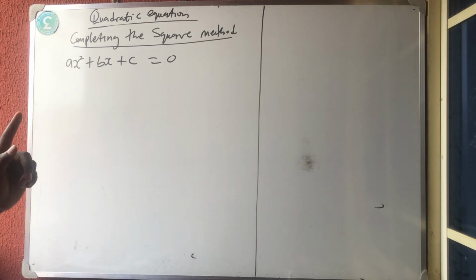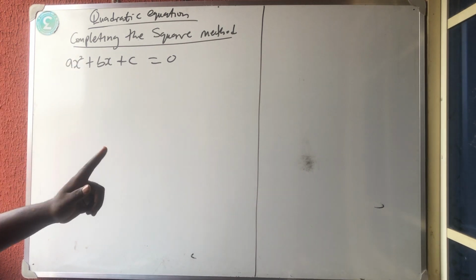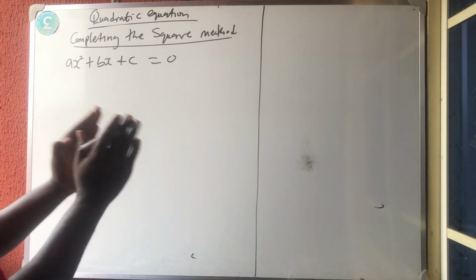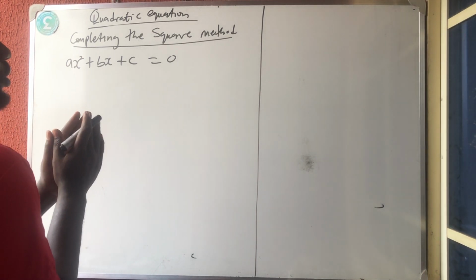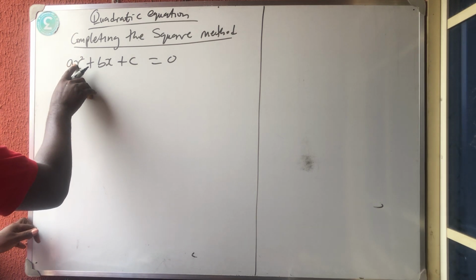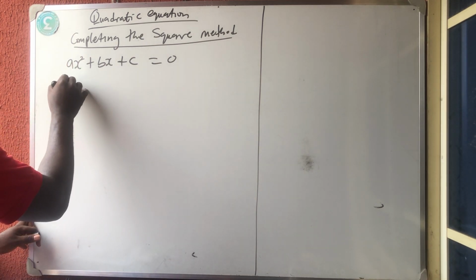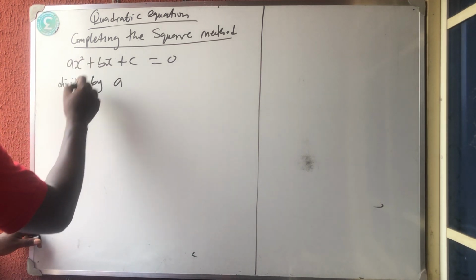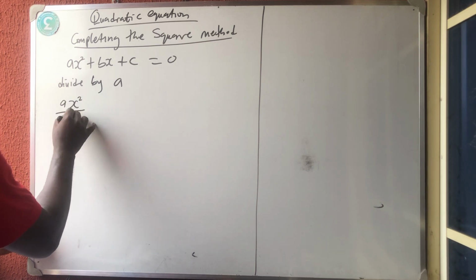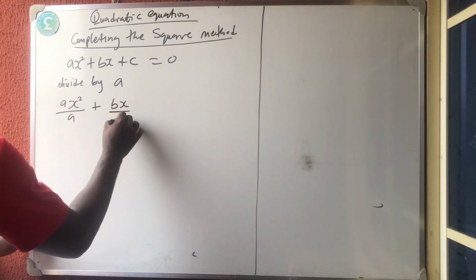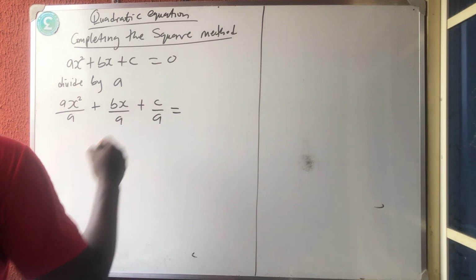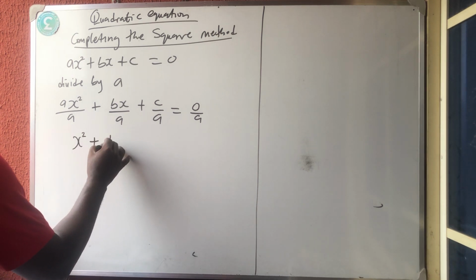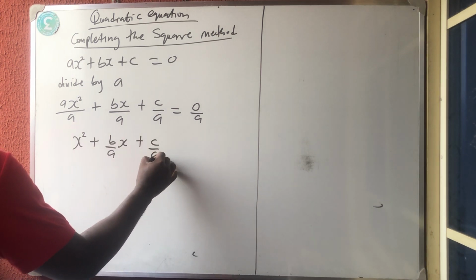But before you complete the square, the coefficient of x² must be 1, and you must have those terms with x on one side. So the first thing, to make this 1, divide everybody by a. If I divide by a, I have x²/a + bx/a + c/a equal to 0/a. So this cancels, and I have x² + (b/a)x + c/a = 0.